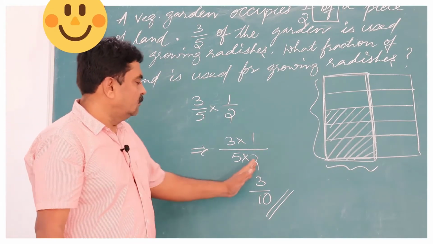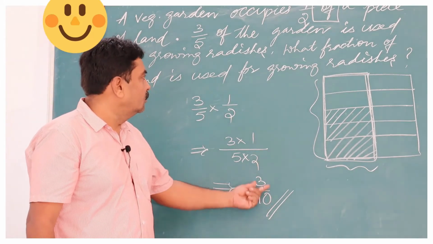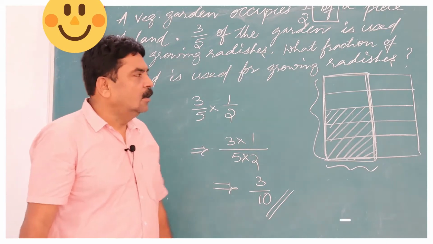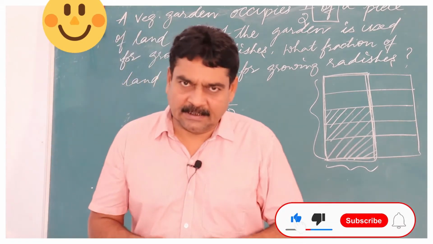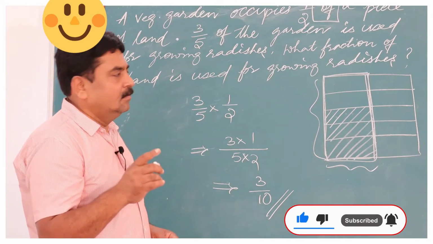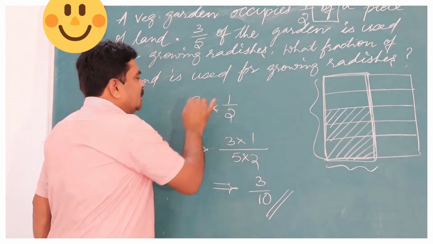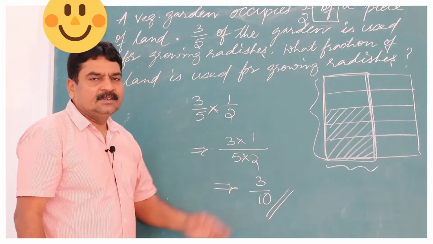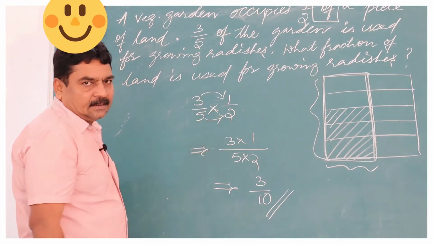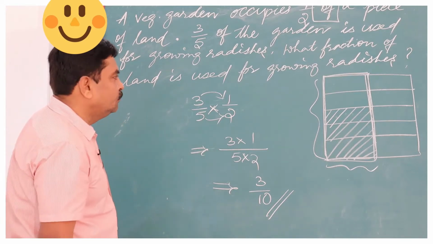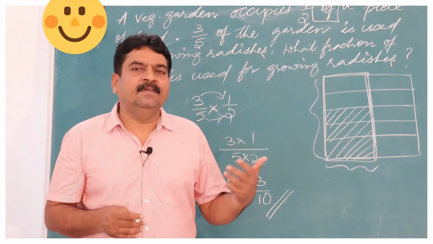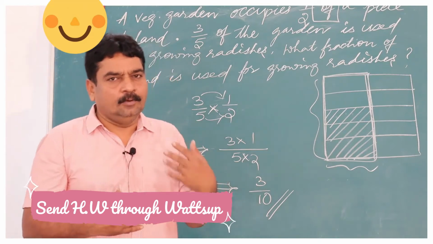So in this way he has used 3/10 of the land of the vegetable garden to grow radishes. This is the answer. Remember, whenever a multiplication is given between two fractions, you have to multiply numerator to numerator and denominator to denominator. You understood? This is one thing. Second, whenever the question comes, I'll explain how to do it.